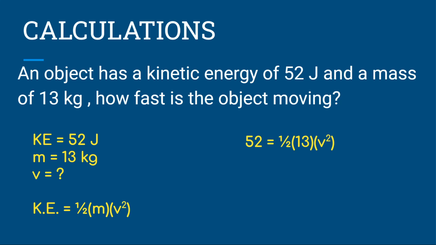52 equals half of 13 times v squared. Now half of 13 is 6.5, and so I would have 52 equals 6.5 times v squared, and then I would have to divide both sides by 6.5. So you get 52 divided by 6.5 equals v squared. 52 divided by 6.5 is 8. That is not your answer, that is v squared. So the square root of 8 is approximately 2.8 meters per second. So again, if I give you 2 of the variables, you should be able to solve the third one in the kinetic energy equation. And your units for your velocity will be in meters per second when you solve.